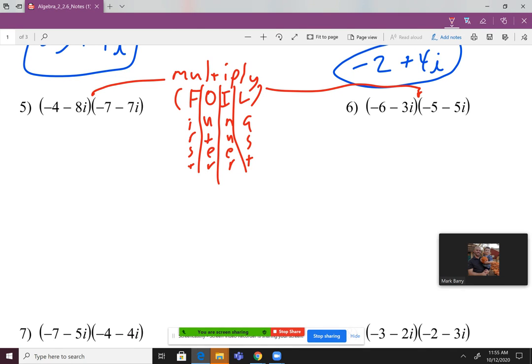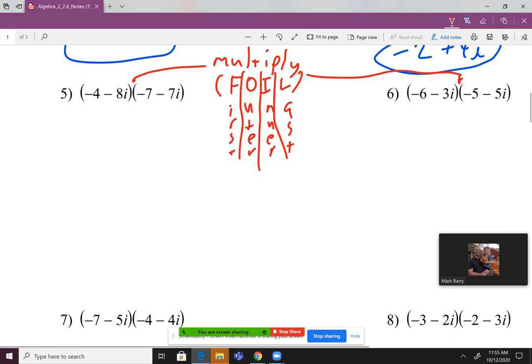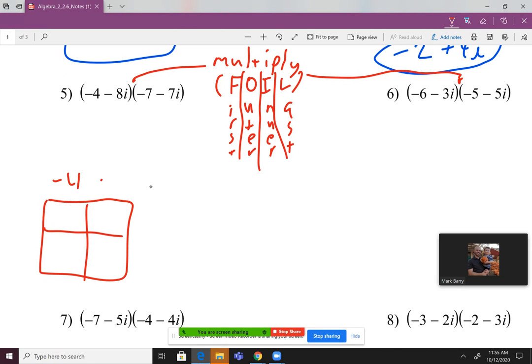So why don't I do this? I'll show both methods because either one's okay, okay? So if you use the box instead, you would set that up like this. Negative 4 minus 8i, negative 7 minus 7i. Yeah, the box is fine. You know what? I like the box. Let's just use that. I'll show the FOIL afterwards.